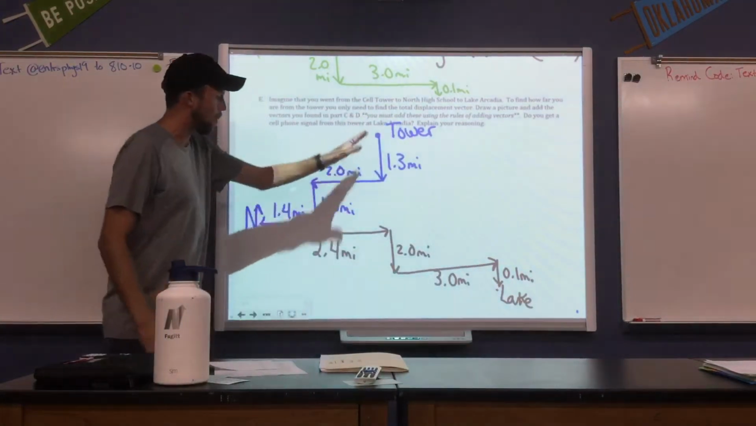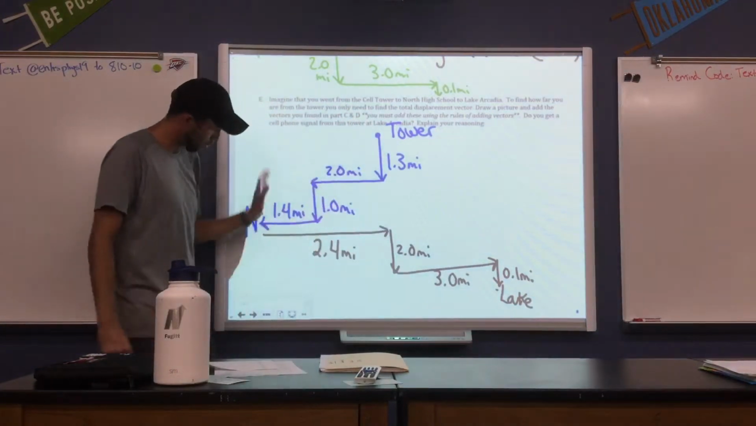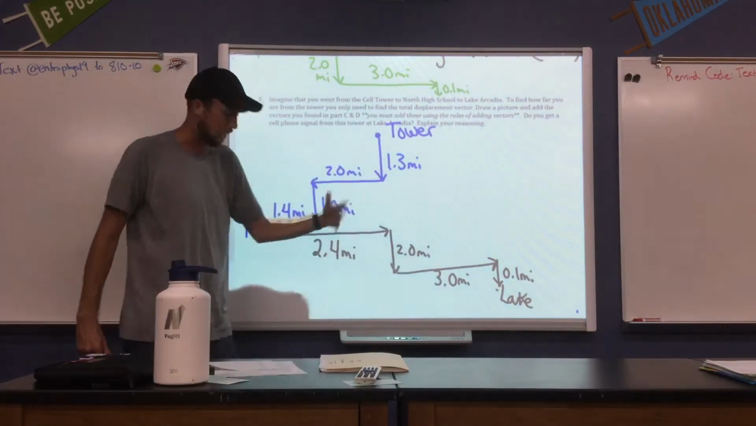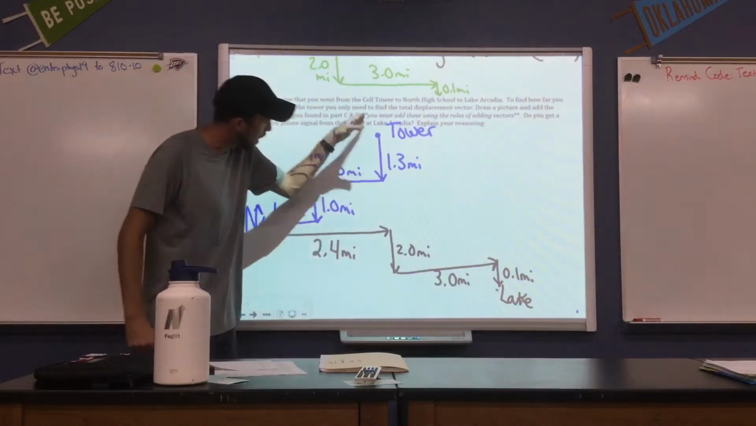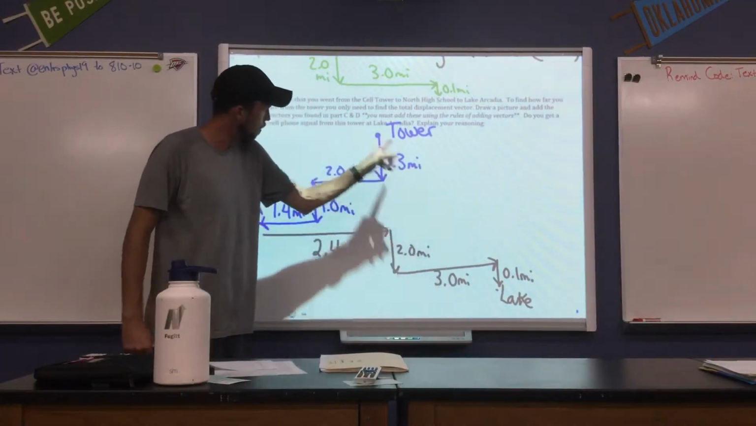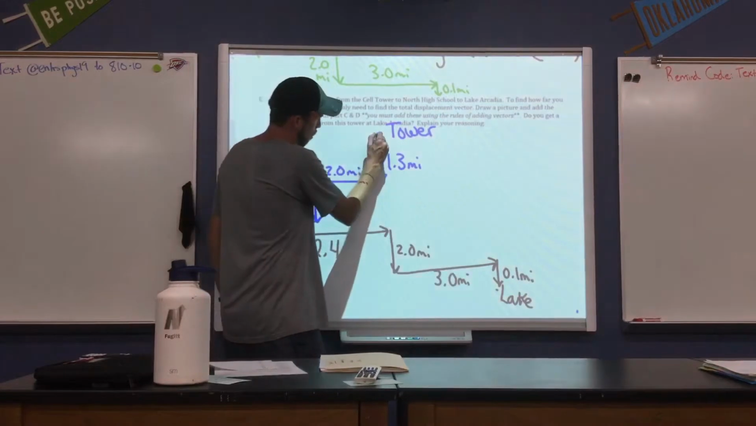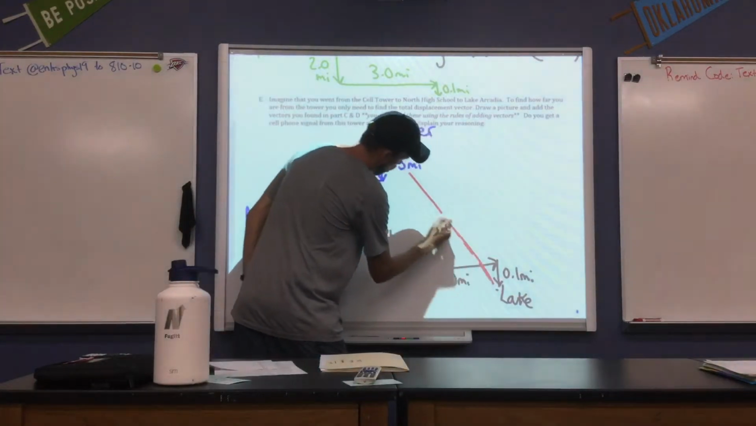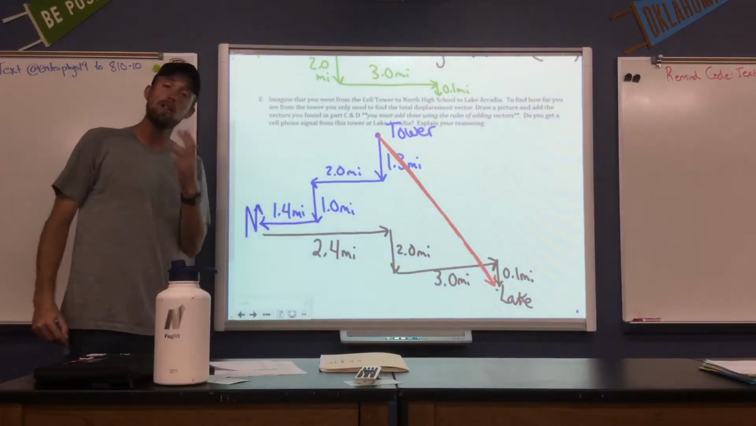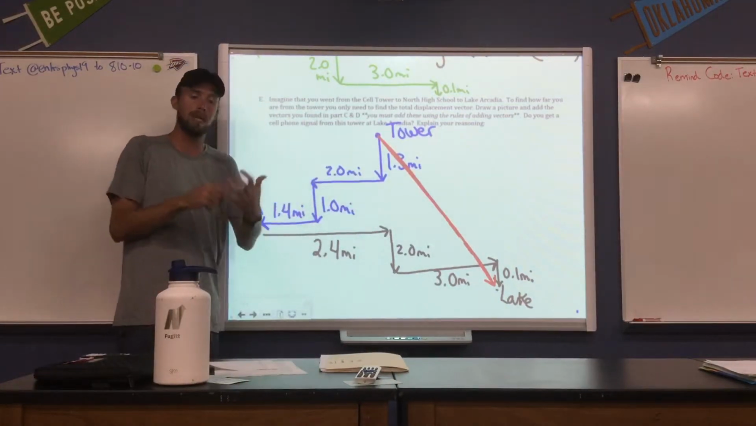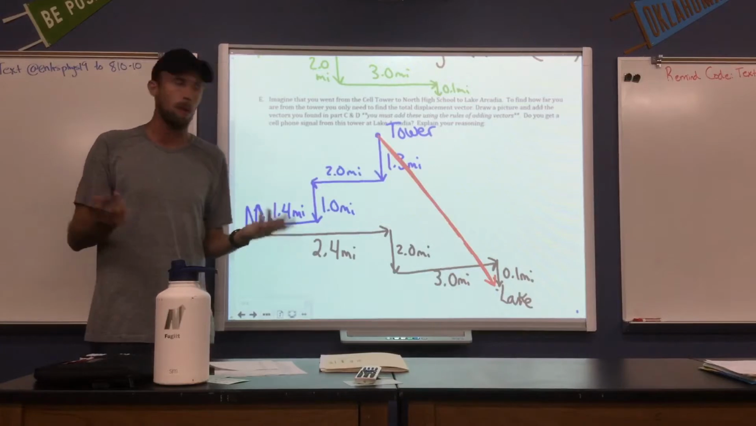So to get from the tower down to Lake Arcadia, we could travel all these different steps to get there. However, we want to know the displacement, the straight line from the tower down to the lake. We want to know this vector. How do we get there? Well, we have to add these vectors, meaning we add the components or the similar parts.